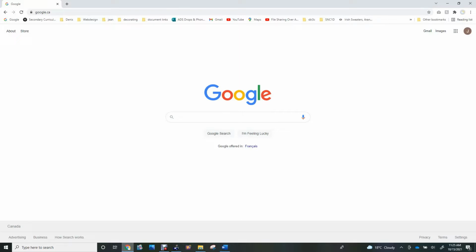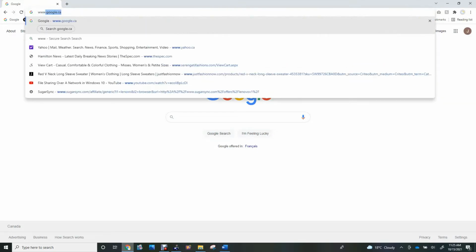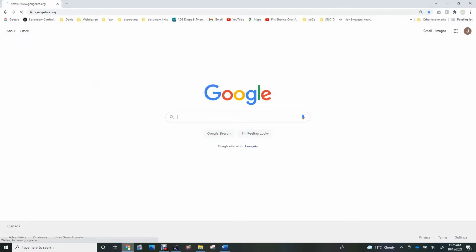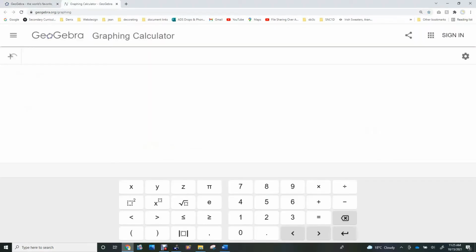To do that, we are going to open up our browser, and in the address box, we are going to type www.geogebra.com. Once the main menu opens up, we're going to click on Graphing Calculator.